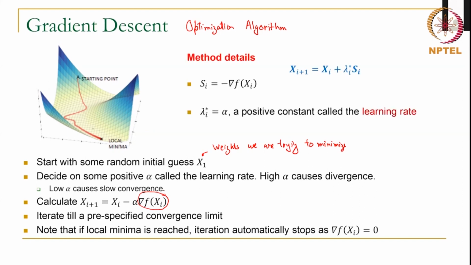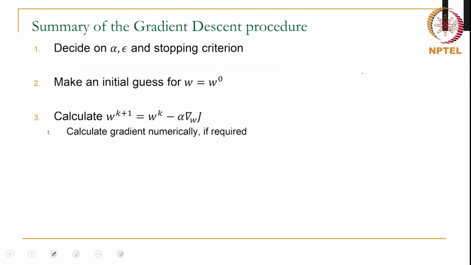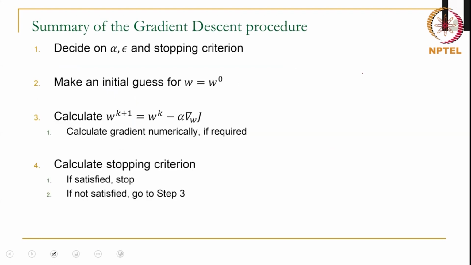So once again, the equation is you search in the direction minus grad f, which is why it's called gradient. And since it's minus, it's called descent. And alpha is a positive constant. You can write other types of optimization algorithms by manipulating this lambda and by manipulating S. We are not going to do that because optimization is not the mainstay of our course. So the idea is to start with alpha and epsilon, the stopping criteria, make an initial guess, iterate w k plus 1 equal to w k minus alpha grad j, and you decide on the stopping criteria, and if you are satisfied you stop, and if you are not satisfied you go back and calculate the gradient again.